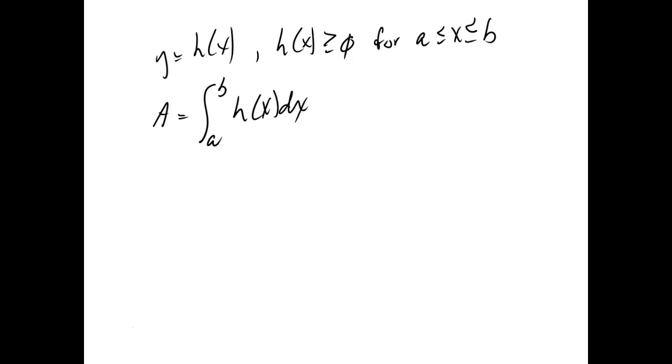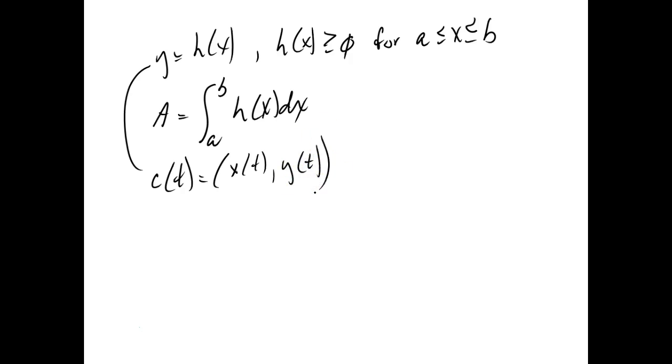All right. Now, when the curve y is equal to h of x is traced once by a parametric curve, and this curve now is going to be c of t, and that's going to be the point x of t, y of t. It's your parametric curve. Okay?